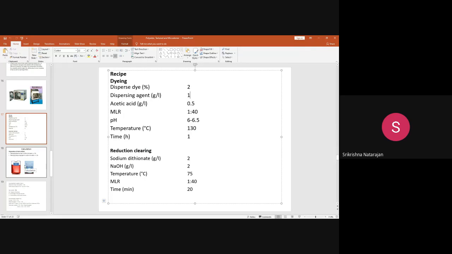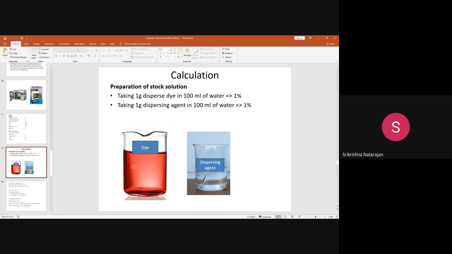So grams per liter means, for example, all these are editable. It is written just for your understanding. For example, you see 1 gram per 1000 ml.